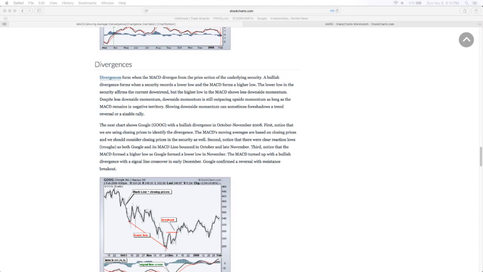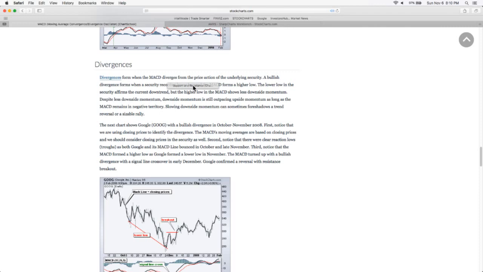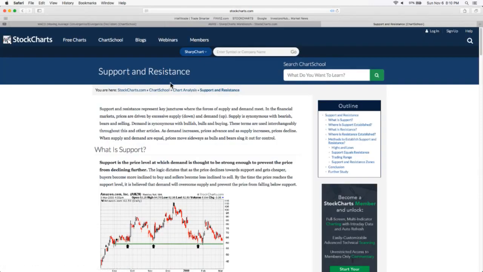But now let's switch gears here and go into something that I just live and die by when I trade. Support and resistance. You guys hear me say this all the time. Support and resistance. Especially with day trading. Support and resistance is what allows me to plan every trade that I make.